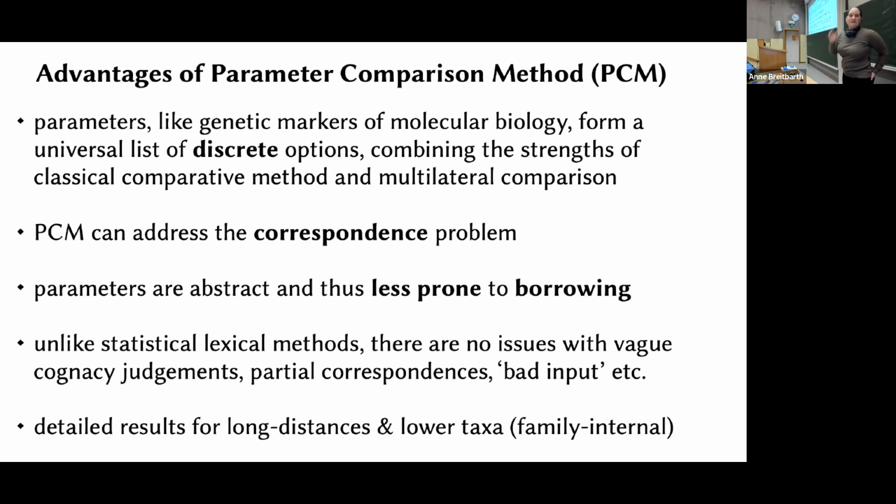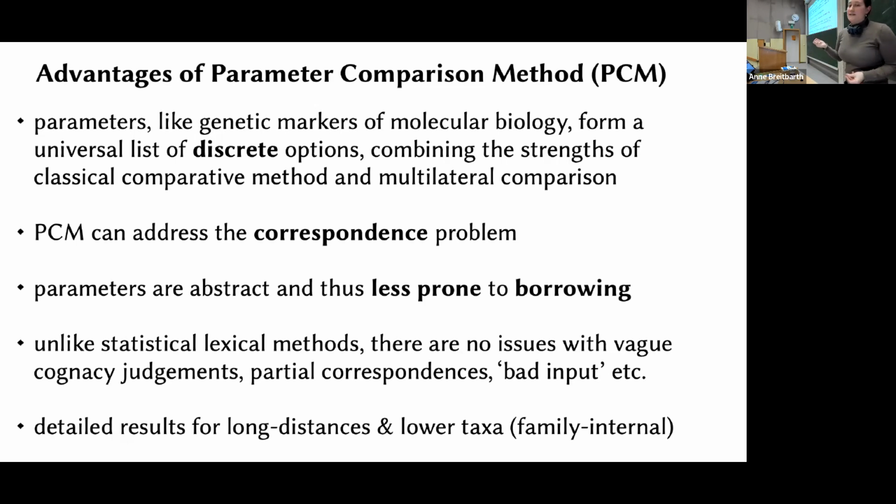So what are some advantages of this method? Finally, parameters like genetic markers of molecular biology actually form a universal list of discrete options. So they combine the strengths of the classical comparative method, so we can still compare things, but also sort of the multilateral comparison, where you have big data, but that didn't work out so well in the past. So this parametric comparison method actually fixes the correspondence problem that people have been complaining about, where we can't do syntax because we don't know what to compare, because you can't compare sentences. That it's true, but you can compare parameters.